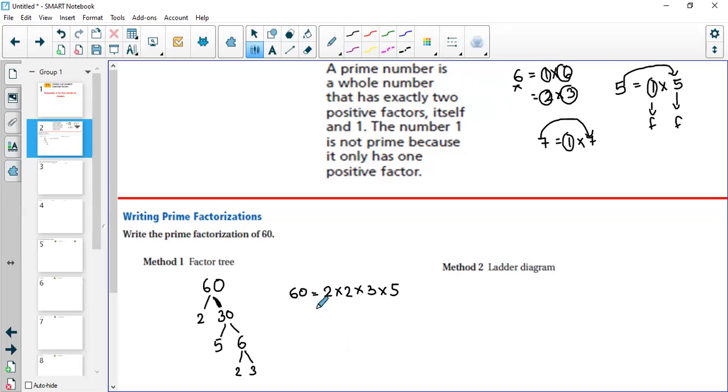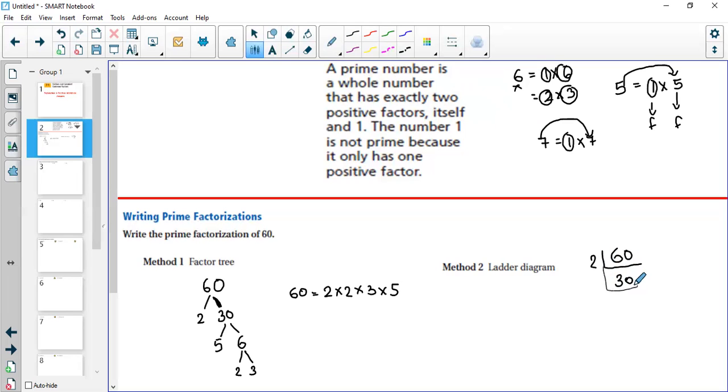So do a quick check. 2 2s are 4, 4 3s are 12, 12 5s are 60. So you got 60. Let me show you the ladder diagram. Now, why do you call it a ladder diagram? Because it goes like a ladder. You start from the smallest possible number which you could divide this. So that's a 2. So 60 divided by 2 gives me a 30.